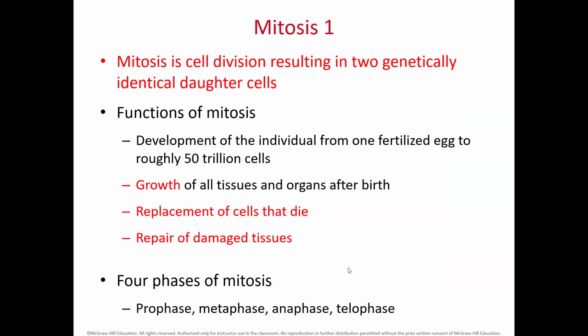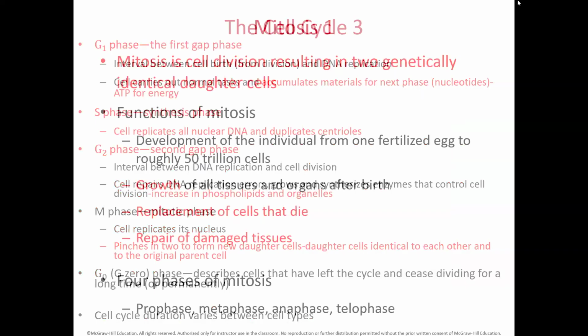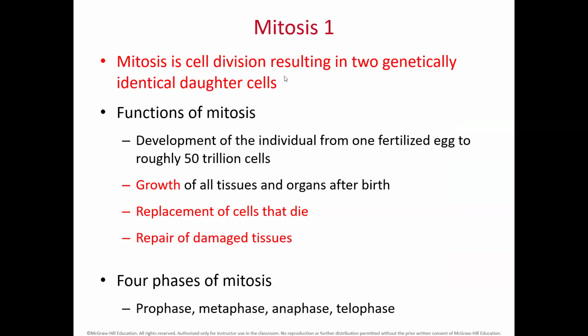Now, what is the function of mitosis? Mitosis is cell division where you're producing two genetically identical daughter cells that are identical to the parent cell, right? This is how we form one cell and eventually turn us into the 70 trillion, 80 trillion cells that make us who we are, right? So development of the individual from one fertilized egg to roughly 50 to 60 to 70 trillion cells allows us to be who we are. Now, it also allows us to grow all tissues and organs after birth.